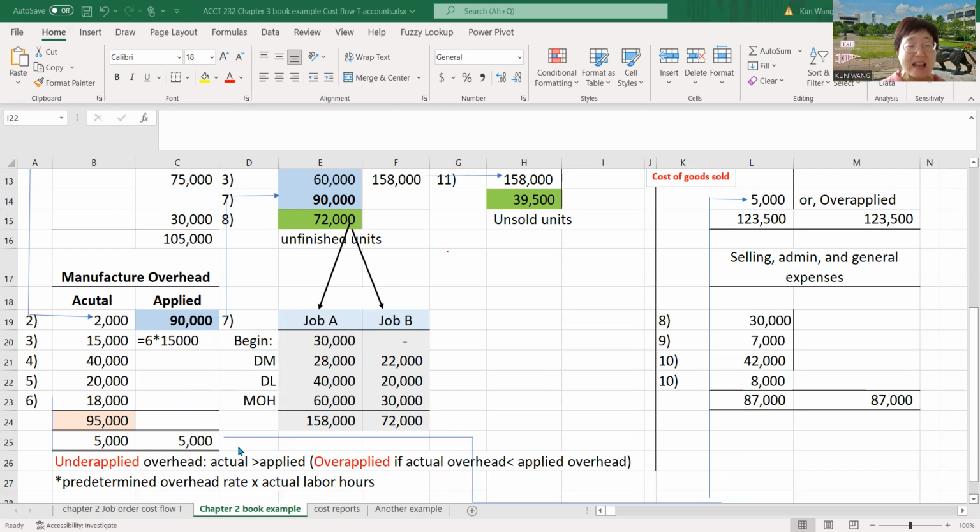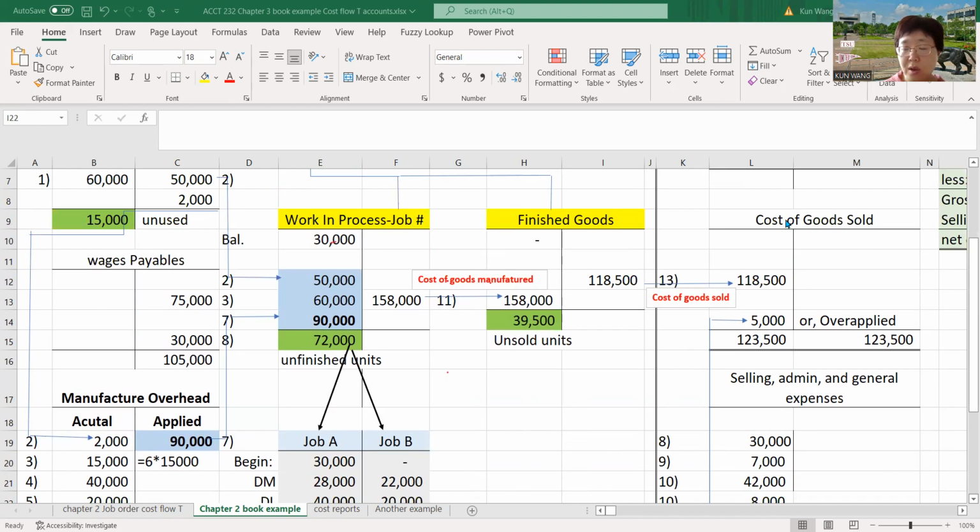If we have under- or over-applied overhead, we wouldn't let the balance stay in the overhead account. We will clear the manufacturing overhead, which means you have to move this under- or over-applied balance elsewhere. One easy approach is to move this balance amount to the cost of goods sold, because as we can see, eventually the cost flow is captured by the cost of goods sold account.